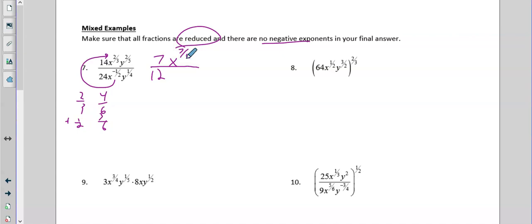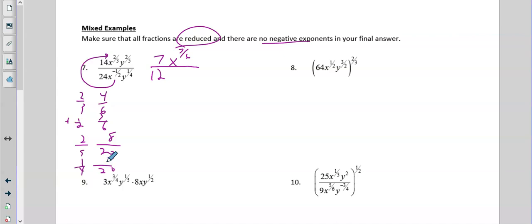Now my y's, I don't know where it's going to go. So I have 2/5 and 1/4. Well, 5, 10, 15, 20. Okay, so 5 times 4, 2 times 4. 4 times 5, 1 times 5. So I have 8 20ths on the top, 5 20ths on the bottom.